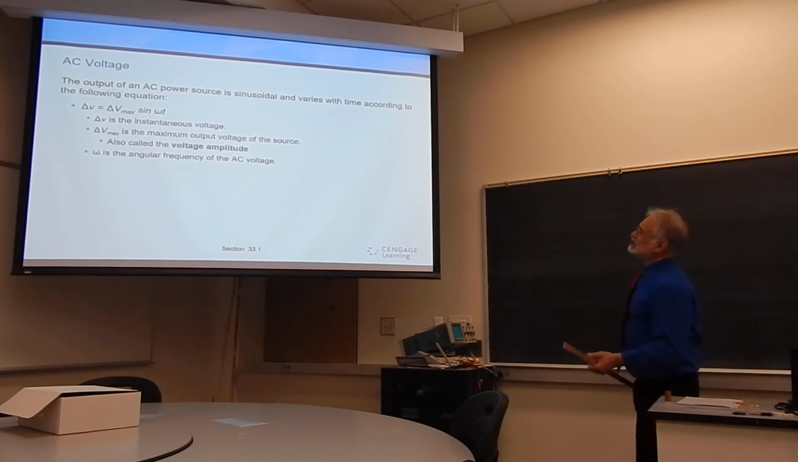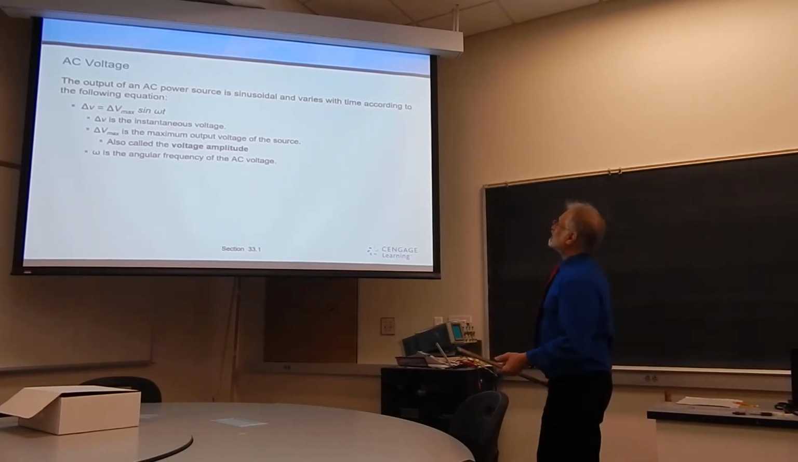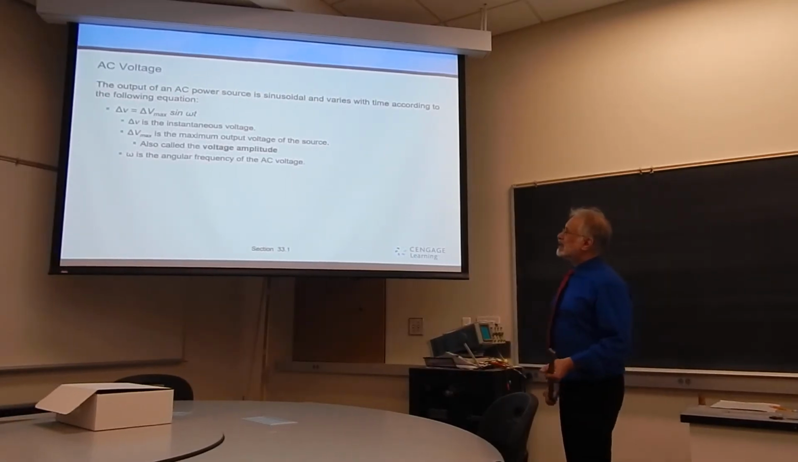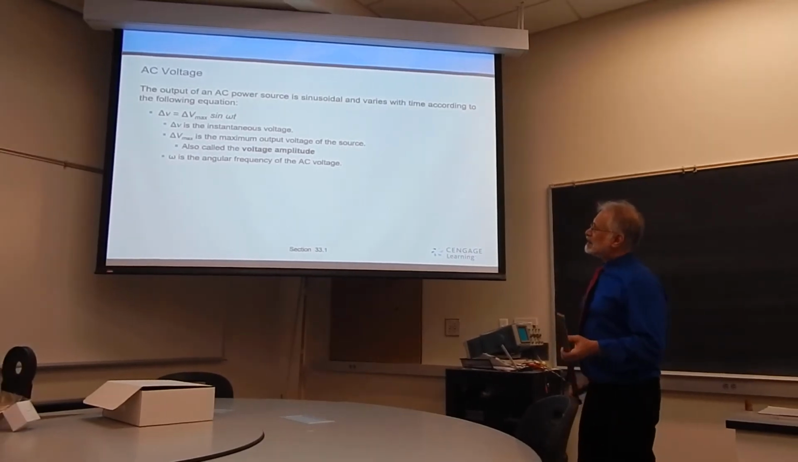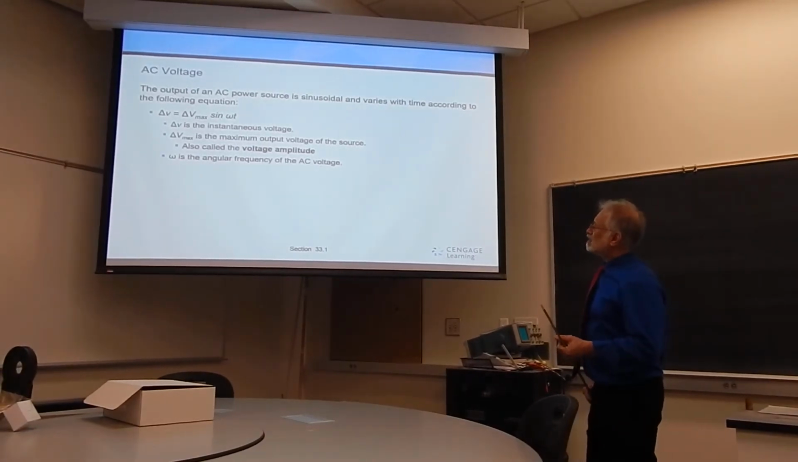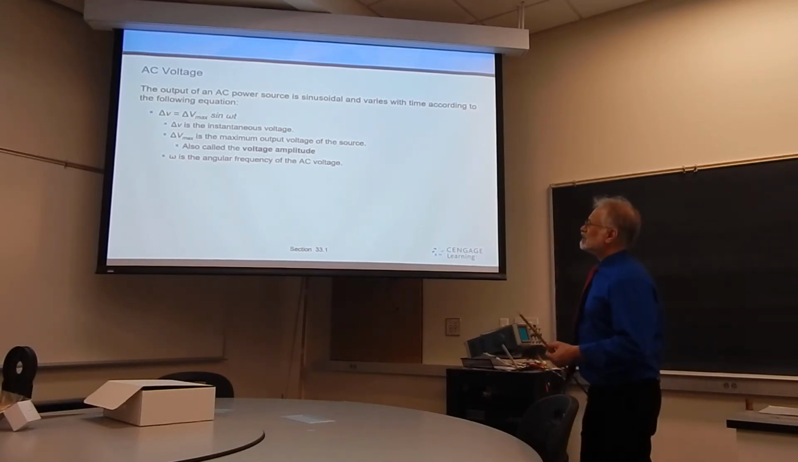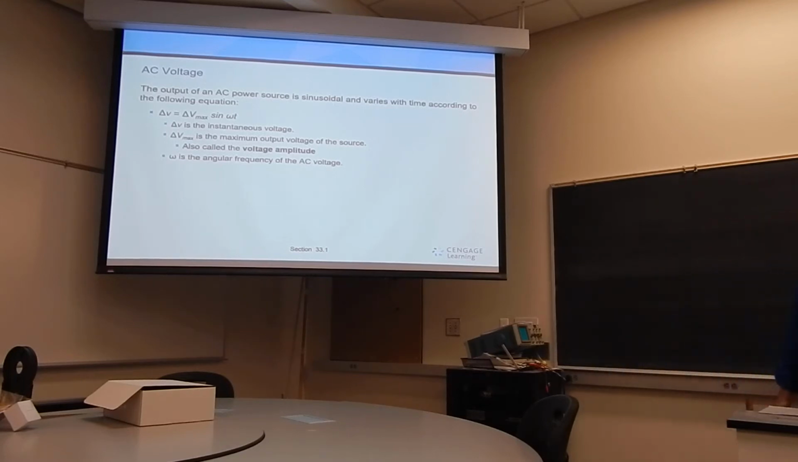Start with AC voltage. We know that AC voltages from a power source are sinusoidal in nature. They'll vary in time as some delta V max times sine omega t. Delta V is going to be the instantaneous voltage. Capital delta V max is going to be the maximum output voltage for the source, or sometimes what we call the voltage amplitude. Omega would be the angular frequency for the source.